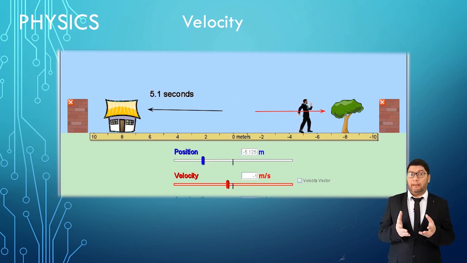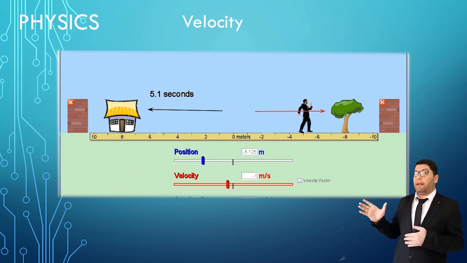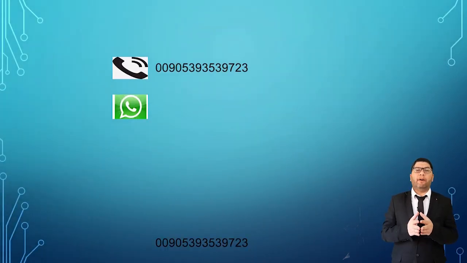But in the speed, the negative and the positive are all the same. For example, a minus 1 meter per second velocity is 1 meter per second speed. And a positive 1 meter per second velocity is the same 1 meter per second speed. Here we have everything about the velocity.